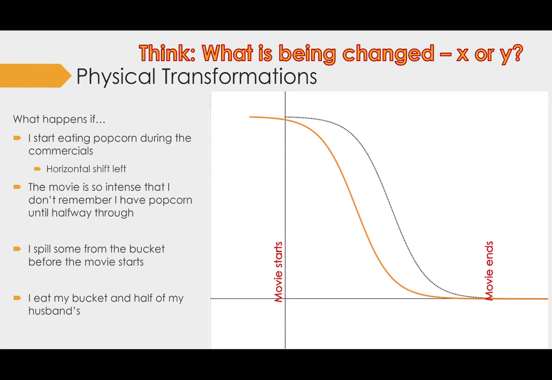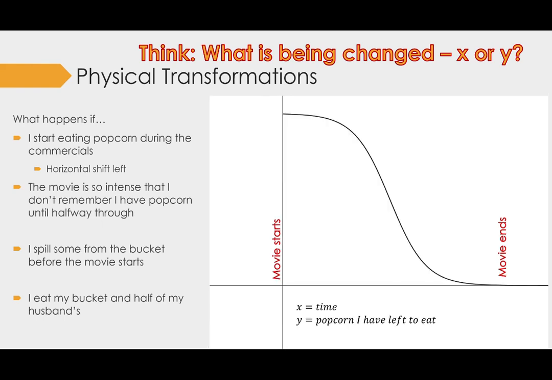You notice Y is still affected because X changes, then the Y changes, right? But what has changed to initiate the effects was the X. That's how I think about these transformations, is which of the variables was changed to make this effect occur. So the time changed that I started eating, so it has a horizontal shift to the left.